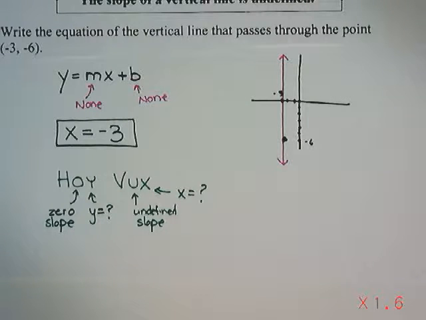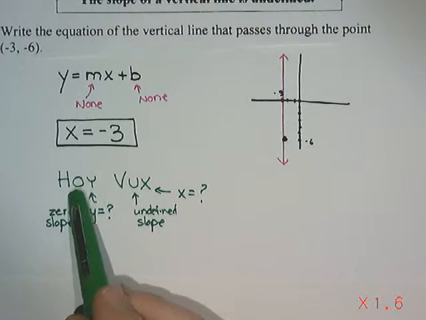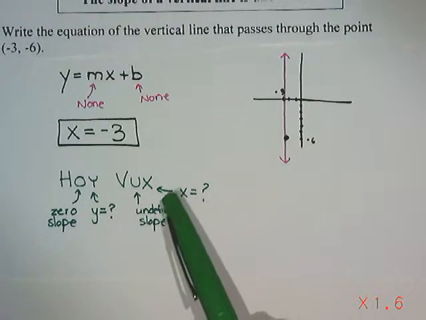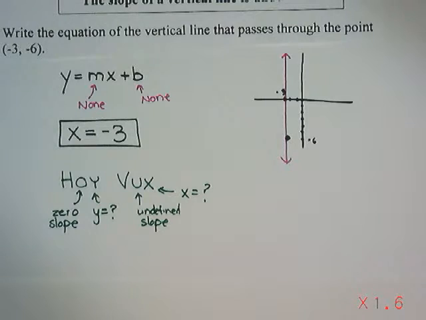So either draw it and then look to see whether it crosses the x-axis or the y-axis, or you can remember HOY VUX, right? So zero slope, y equals as the equation if it's horizontal; undefined slope, equation is x equals if it's vertical. And that's horizontal and vertical equations of lines.